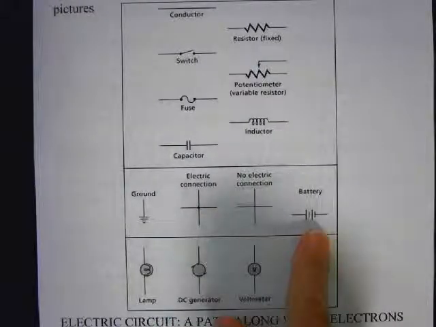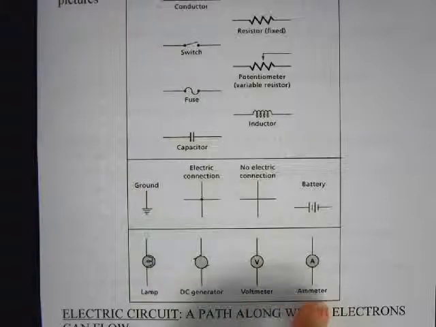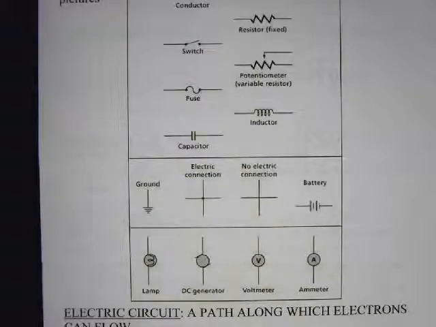This is a symbol for a battery. And then some other ones, we have a lamp, a DC generator, a voltmeter, and an ammeter. Okay? And again, these are just a few of many electric circuit symbols, but these are the ones that we're going to need to know for this class.